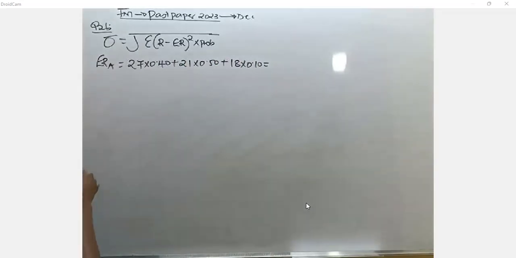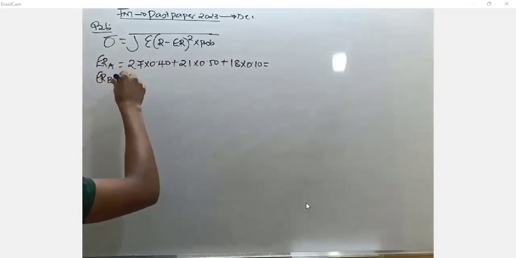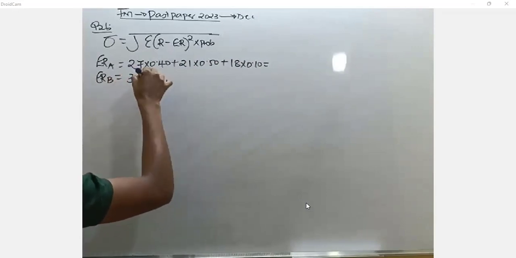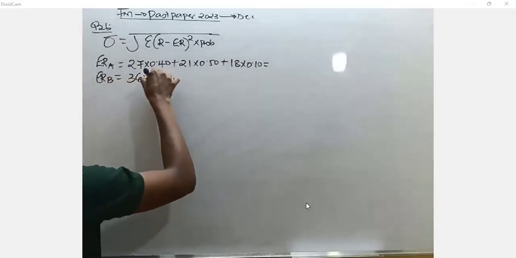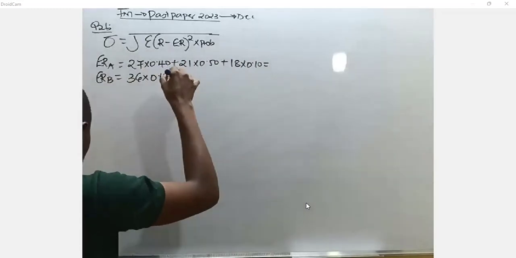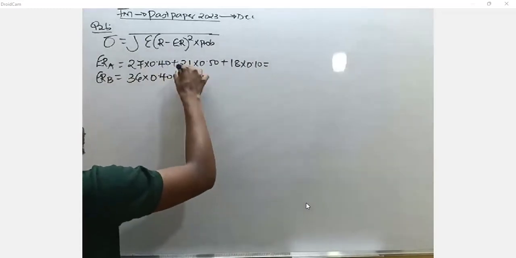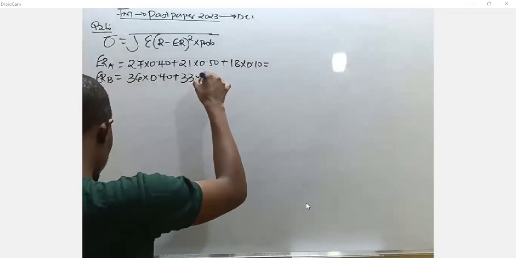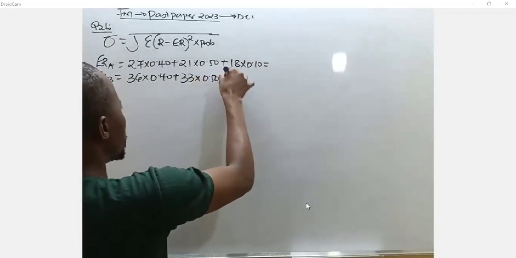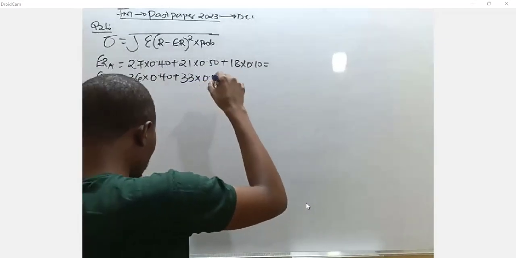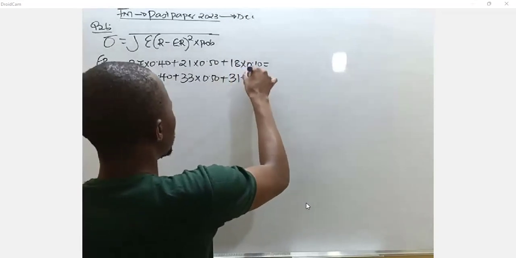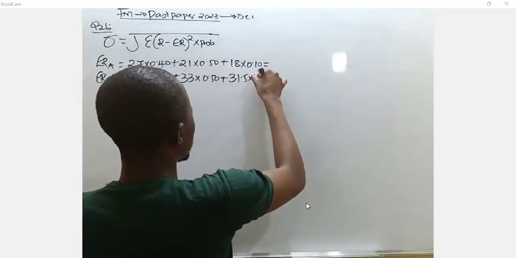Then we have the expected return of B. Right, well, the first one will be 36. We multiply it with the 0.40 plus the other one will be 33%. We multiply it with the 0.50. These are very simple things. Plus the last one will be 31.5. We multiply it with 0.10.